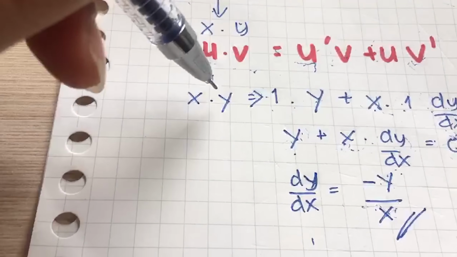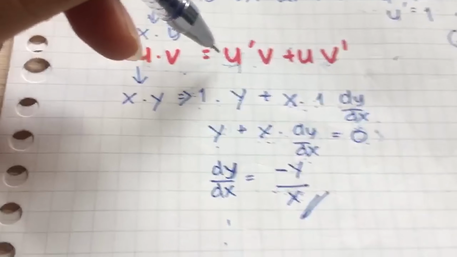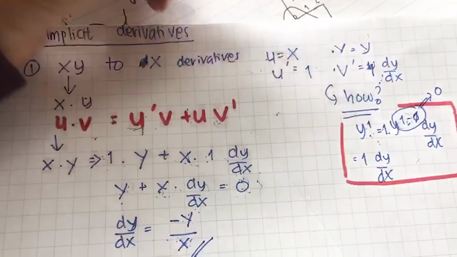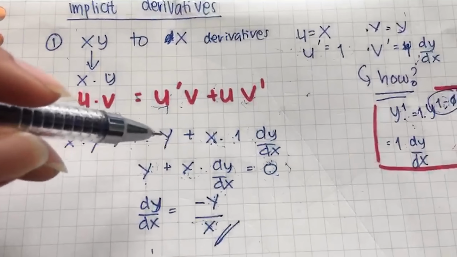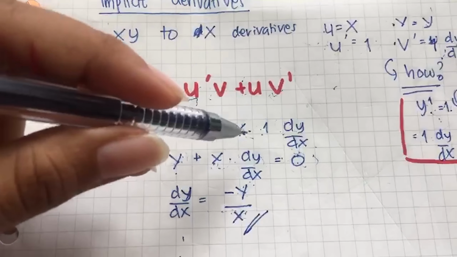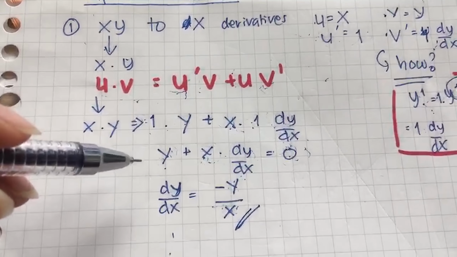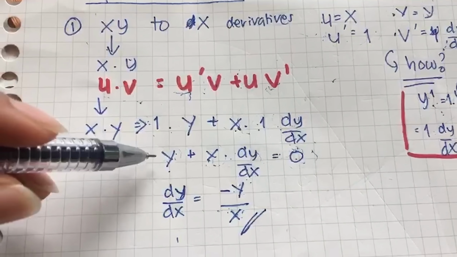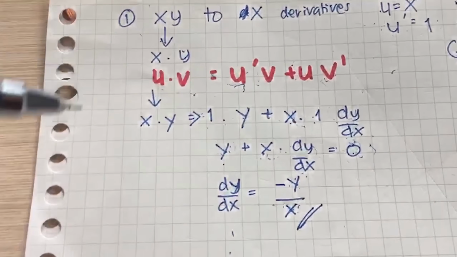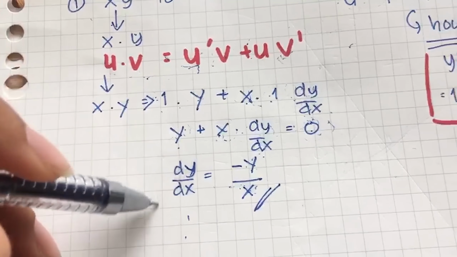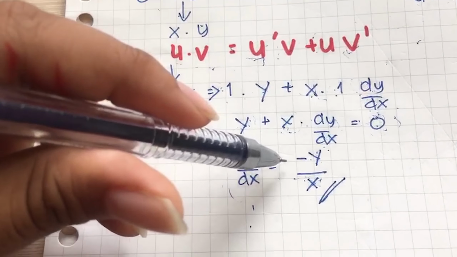x times y, the derivative is 1. So as we know, the derivative of x is 1. 1 times v, which is y, plus x times 1 times dy per dx. It's y plus x times dy per dx equals 0. So the derivative is dy per dx equals minus y per x.